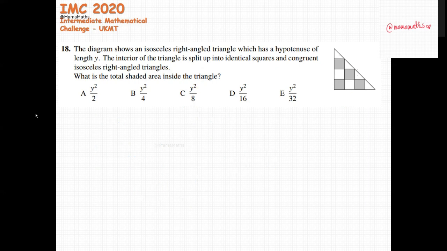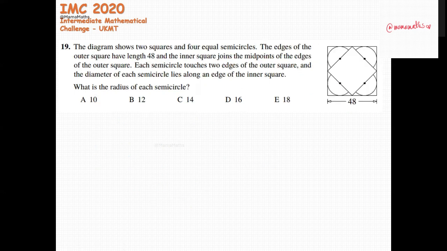Question number 19. The diagram shows two squares and 4 equal semicircles. The edges of the outer square have length 48, and the inner square joins the midpoints of the edges of the outer square. Each semicircle touches two edges of the outer square, and the diameter of each semicircle is along the edge of the inner square. What is the radius of each semicircle? So basically, this is 24, this is also 24.